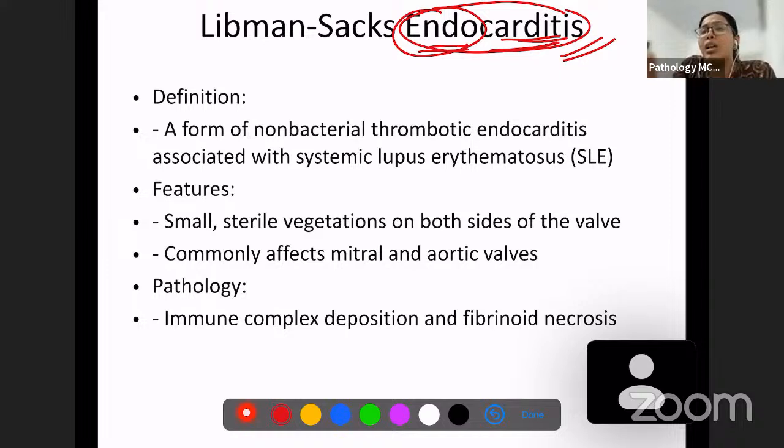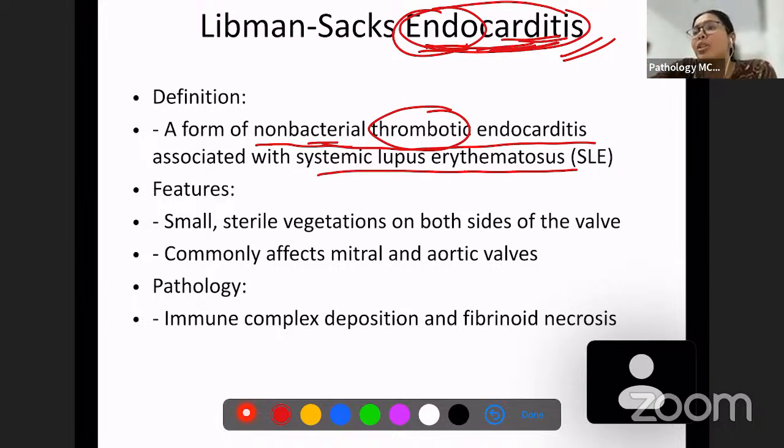So definition, it is a form of non-bacterial thrombotic endocarditis. Endocarditis is usually caused by infection, so then it is called infectious endocarditis. But this one is a non-bacterial, thrombotic endocarditis, because it has thrombus formation associated with it. It is associated with systemic lupus erythematosus. So you can remember LSE, right? Liebman-Sacks endocarditis. So LSE is associated with SLE.